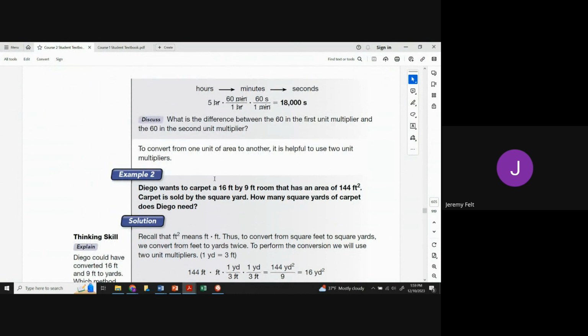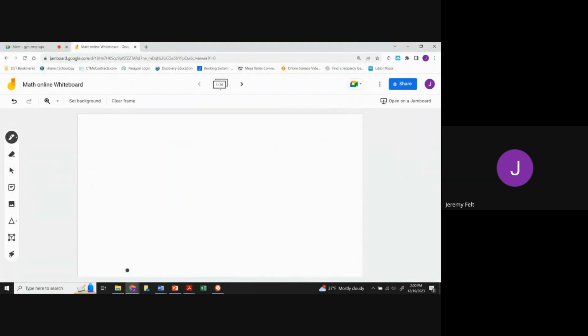Diego wants to carpet a 16 by 9 foot room, which has an area of 144 square feet. Carpet is sold by the square yard. How many square yards of carpet? This is something I've seen people get in a hurry and do the math wrong, and they're going to end up with way more than they need or not nearly enough. So we want to convert square feet to square yards. Again, feet and square feet are different. If it's just feet to yards, yeah, there's 3 feet in a yard. There's actually 9 square feet in a square yard, and I'll show you why.